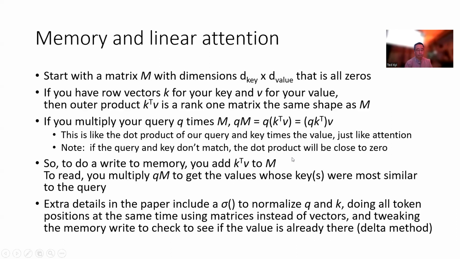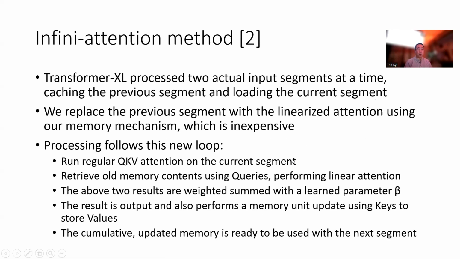Okay. So what we're going to do is, again, Transformer XL, we processed two segments. We're replacing the previous segment with this linearized attention using our memory mechanism, which was on the last slide. This is very inexpensive. We're just doing one matrix multiply. I'm taking my Q and multiplying it by the memory, and that pulls stuff out. So when we're processing text, this is the loop. I have a diagram on the next slide, and hopefully this loop also helps answer your question, okay?